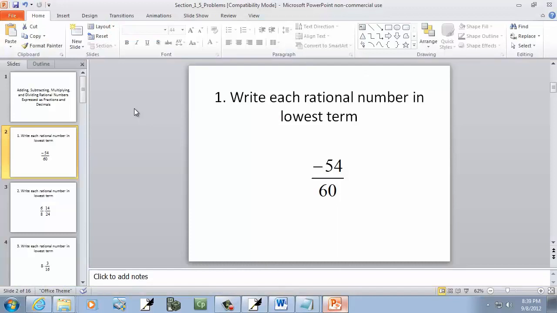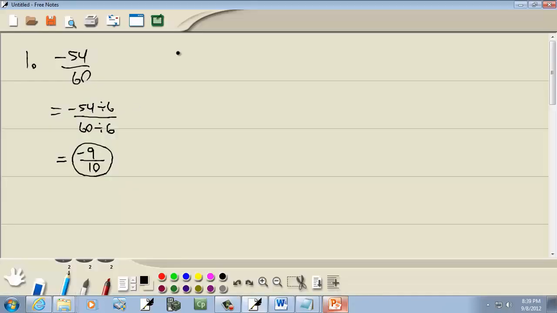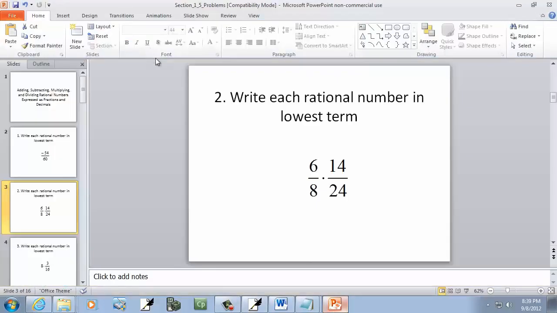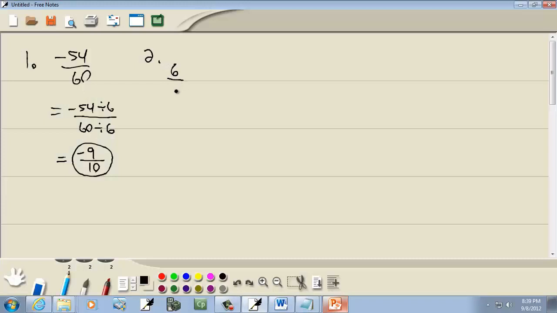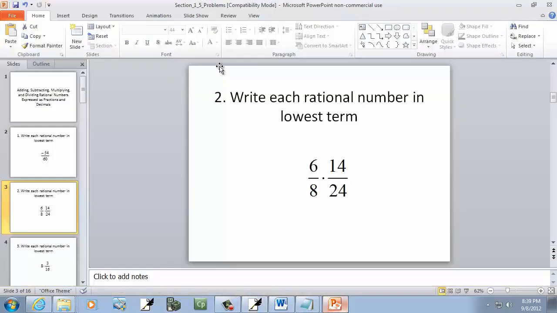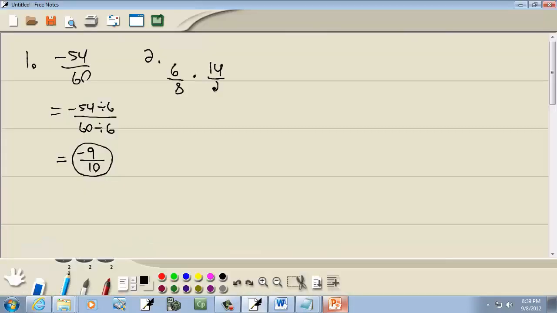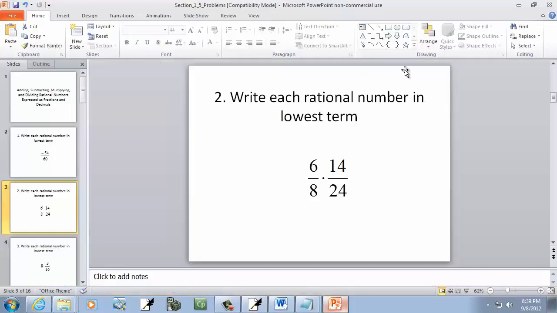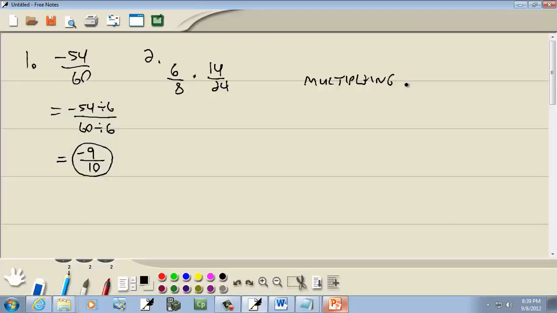We've seen those before. This next one's new. It wants us to multiply these numbers together. So we've got 6/8 times 14/24ths. And this is multiplying fractions. Now they call it rational numbers. It's multiplying fractions. Our first step, simplify.